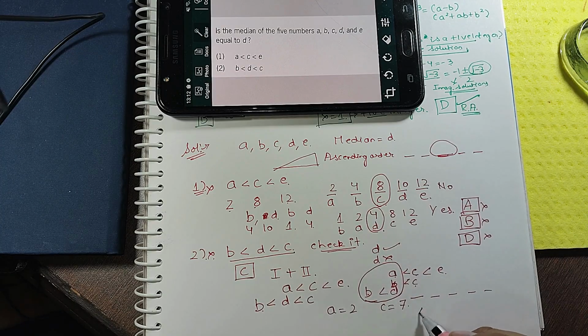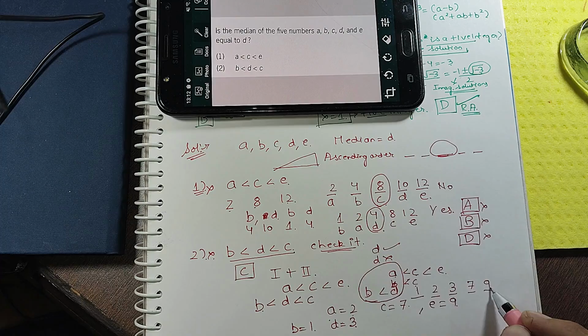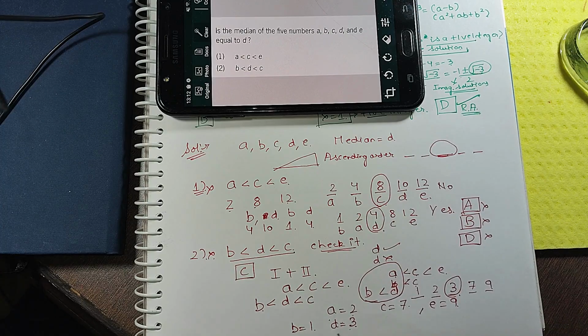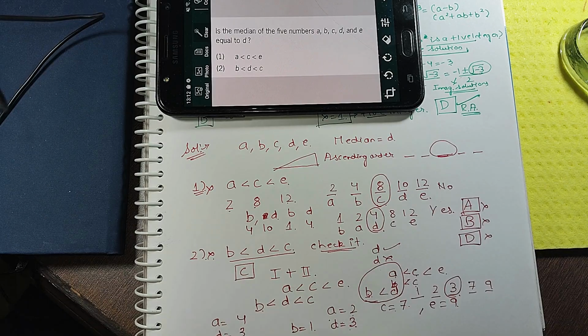So if we take a case that A is equal to 2, let us suppose C is equal to 7 and E is equal to 9. A can take the value 2, D can take the value 3 and B can take the value 1. So if I arrange, this will be 1, 2, 3, 7, 9. So having D equal to 3, D can be here. But if I change the values, we need to have B less than D. So if I take C as 7, A equal to 4, then D will be, let us suppose, 3 and B equal to 2. So that will be 2, 3, then 4, 7 and 9.